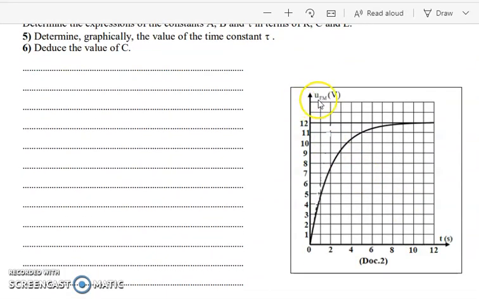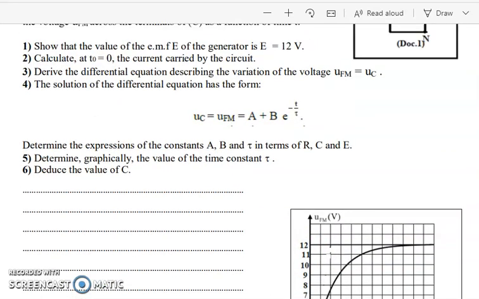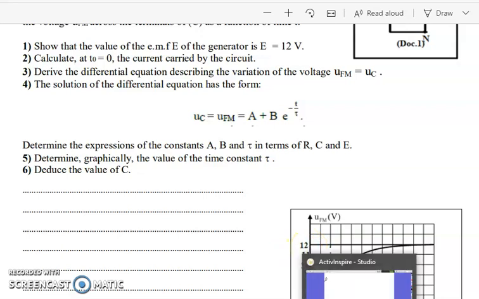You see, U_M, the voltage, increases from 0 to a maximum value and becomes constant, right? At 12 volts. Okay, good. So in part 1, we show that the value of the EMF of the generator is 12 volts. We want to show that the voltage 12 volts is the EMF of the generator. Let's start. Part 1.